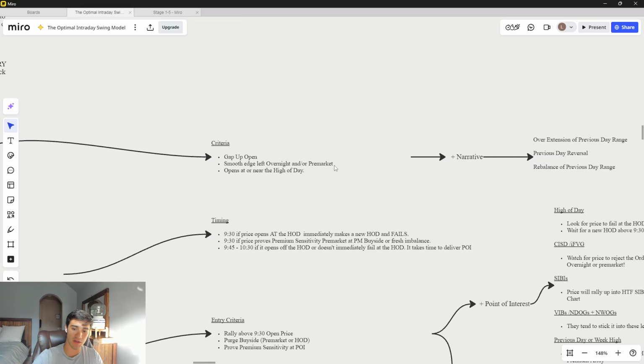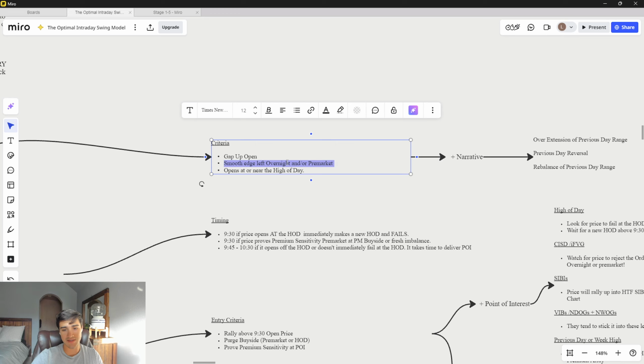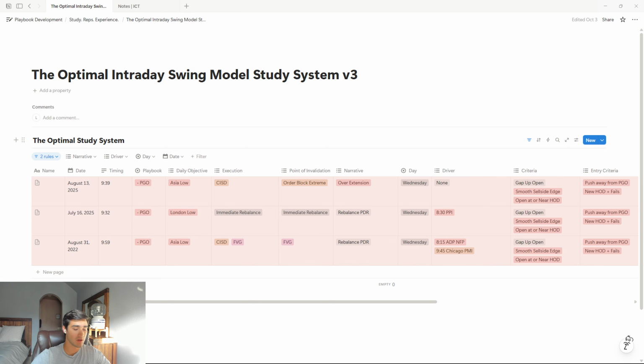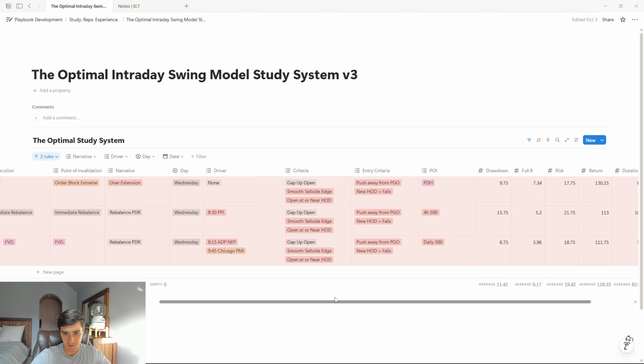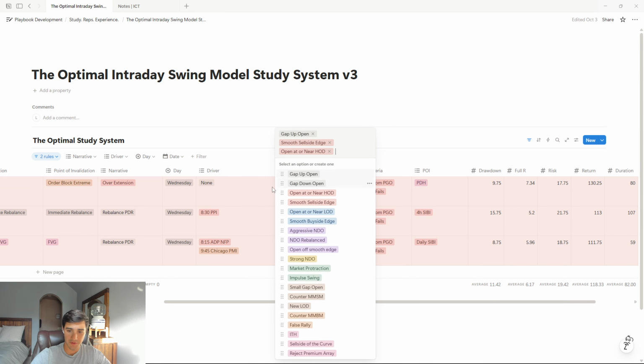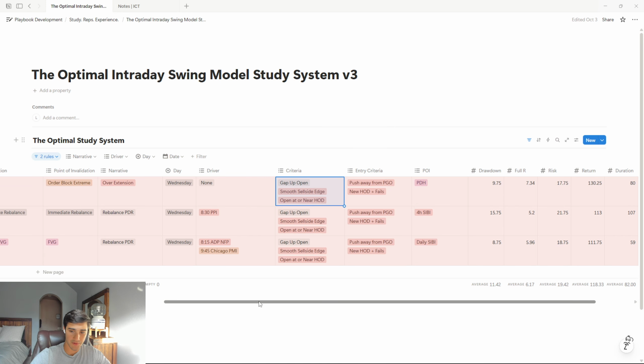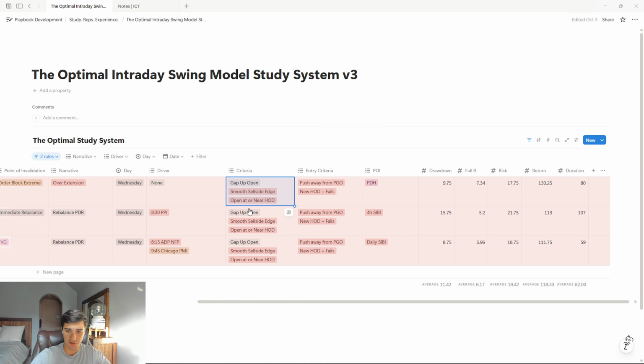We have a gap up opening. There's a smooth edge in price left in the overnight and or pre-market session, and it opens at or near the high of day. And you could see the same thing occurring in all the examples that I would show you. If I were to go through all of them, it would match all three of those criteria. So one of the properties that I have listed is criteria. And it's all three of those, right? And you can see how all three of these examples have all three of those boxes checked. Because why? Because it's the same thing happening over and over again.